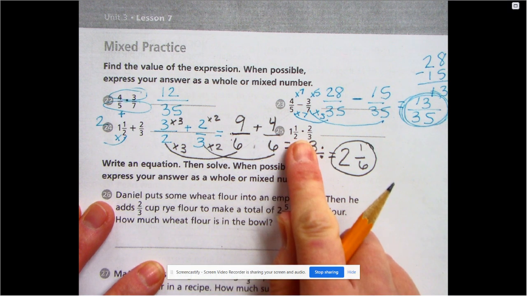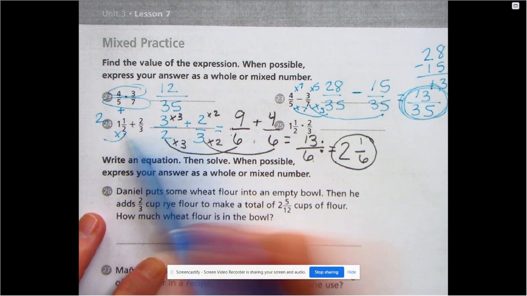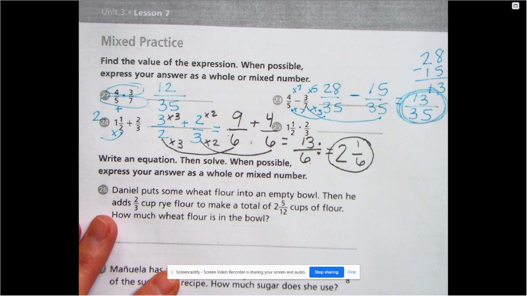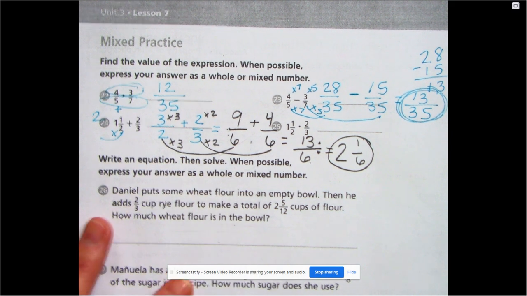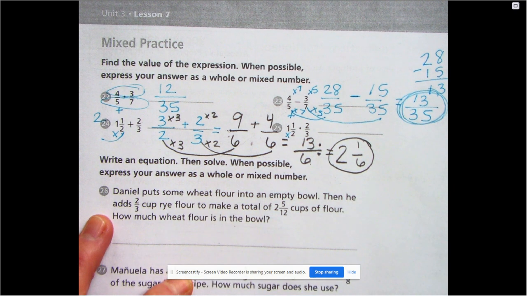I'm over here for number 25, I'm noticing a multiplication sign. I'm also noticing a mixed number. Just like for number 24, I need to turn that mixed number into an improper fraction. That's what we were practicing last week. Go ahead and put your multiplication sign and your addition sign in.